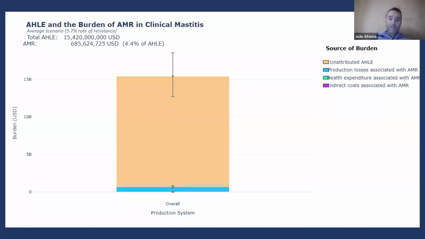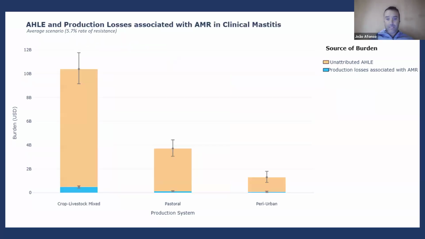So here again we have a display of the total animal health loss envelope, which sums up to approximately $50 billion US, and resistance in clinical mastitis accounts for 4.4% of that sum. Again, we can see the burden across the different production systems. Here, interestingly, we can see that the crop livestock mixed system is the production system most affected by all burdens, and also by antimicrobial resistance in clinical mastitis. It is, as you can see, the highest bar.